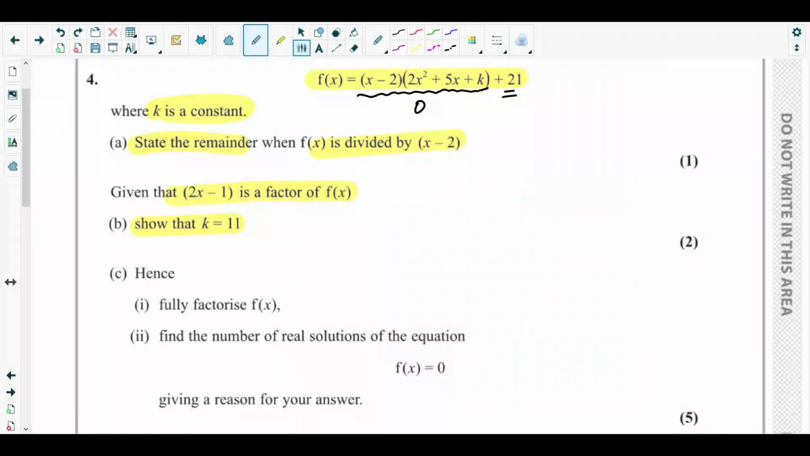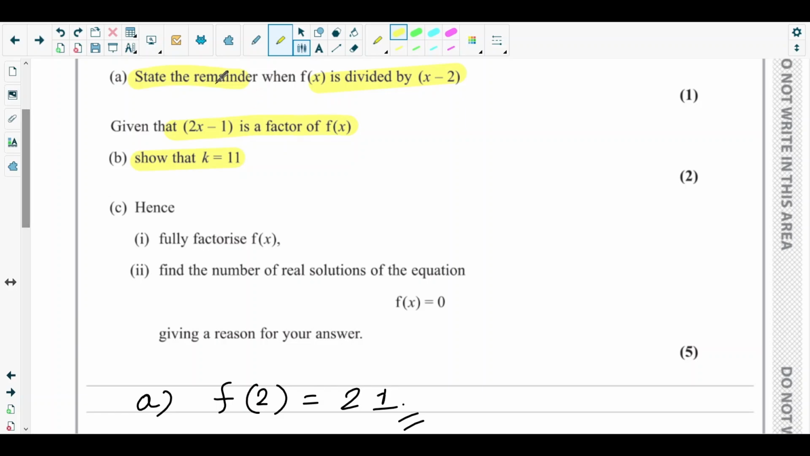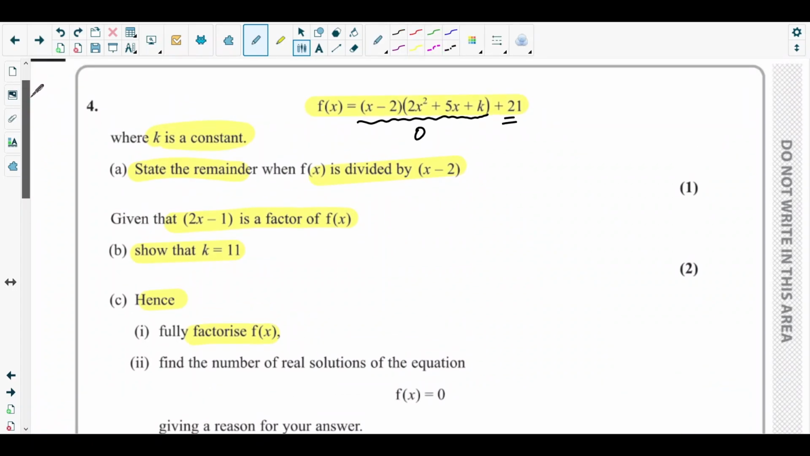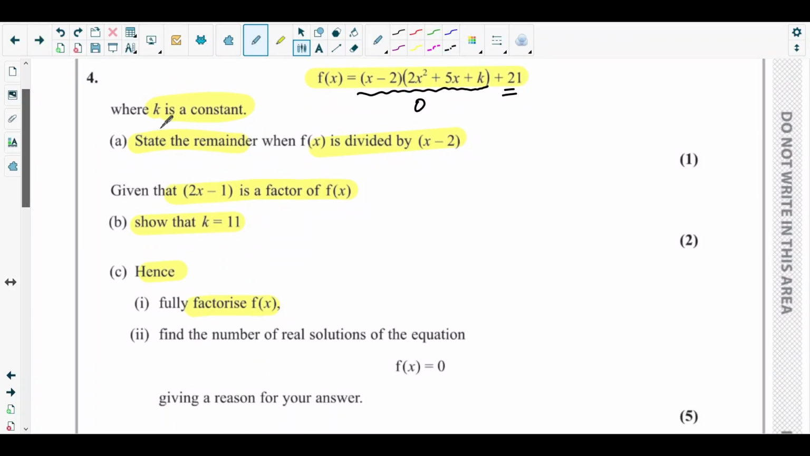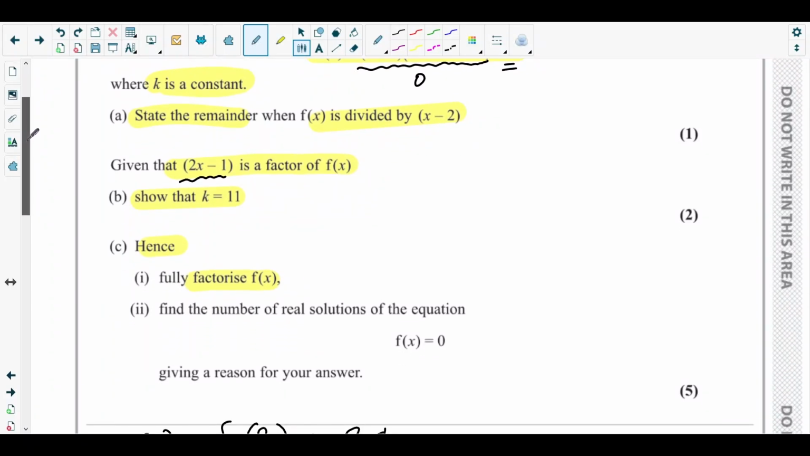Fine. Next is part C, at first part C1. Here the question says, hence fully factorize f(x). We need to factorize the function f(x). In order to factorize f(x), we already know one of the factors. One of the factors is 2x − 1, so we will use this factor of f(x) to divide f(x) using algebraic long division, and then we can easily factorize it.